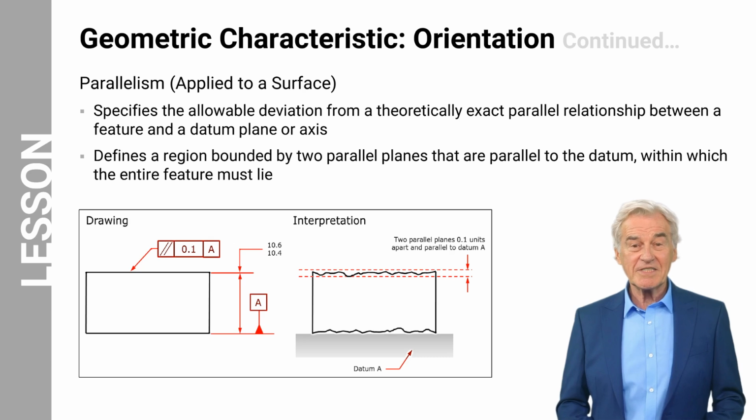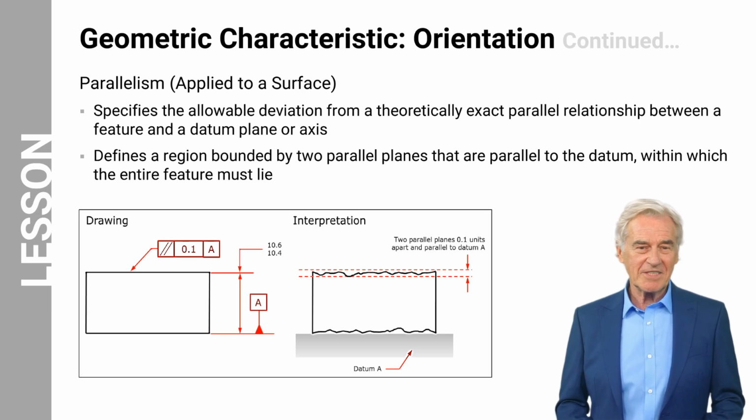The last of the characteristics of the orientation type of tolerances is parallelism. Parallelism is a geometric tolerance that specifies the allowable deviation from a theoretically exact parallel relationship between a feature and a datum plane or axis. It defines a tolerance zone bounded by two parallel planes that are themselves parallel to the datum, within which the entire feature must lie. This control ensures that surfaces, axes, or other elements maintain a consistent distance from the reference datum throughout their extent. Two parallel lines, planes, or surfaces are those that, when infinitely extended, do not cross or share a point. This figure shows parallelism applied to a surface.